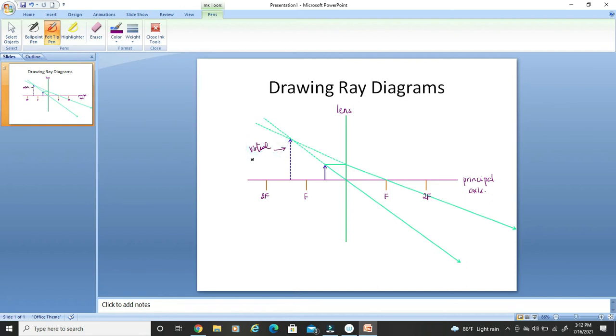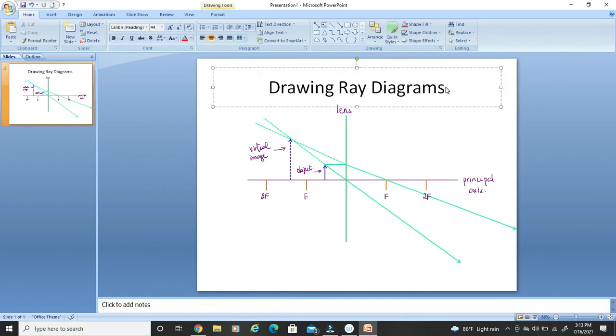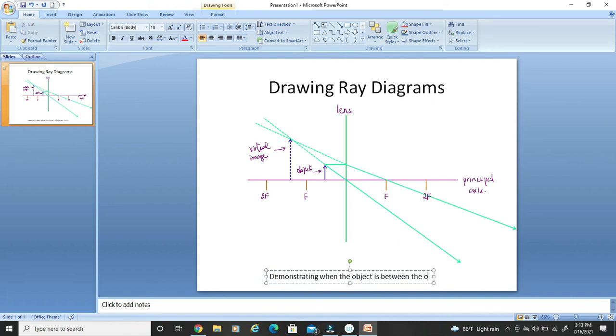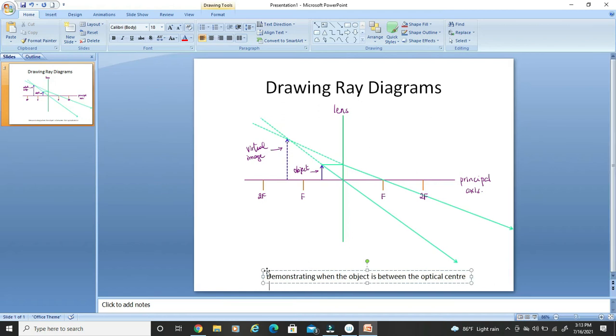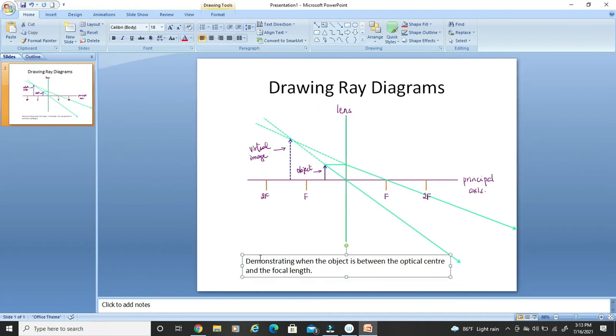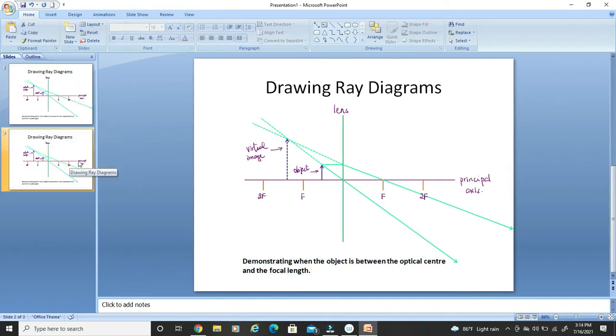So this image will be formed usually when you use a magnifying glass. This is basically how the rays of light are behaving when you use a magnifying glass. And as you can see, this happens when the object is much closer to the lens. So it's in between the focal length and the optical center, which makes sense when you use a magnifying glass.